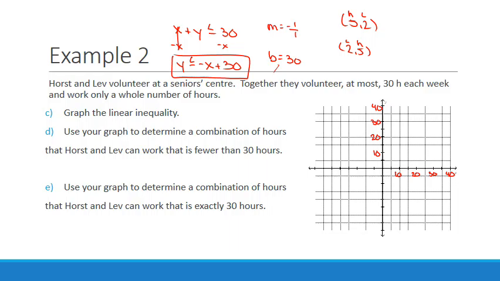Okay, so we got that set up now. Reminder: we're not gonna use the negatives back here because we said there's no negative hours, and we won't use these negatives because again, there's no negative hours. All right, so now we've got everything set up. We can get graphing. So my y-intercept is 30, so I'll put that there.